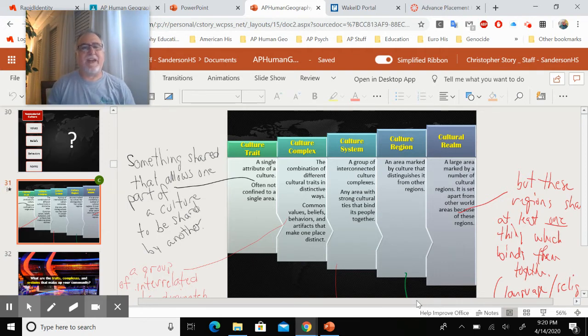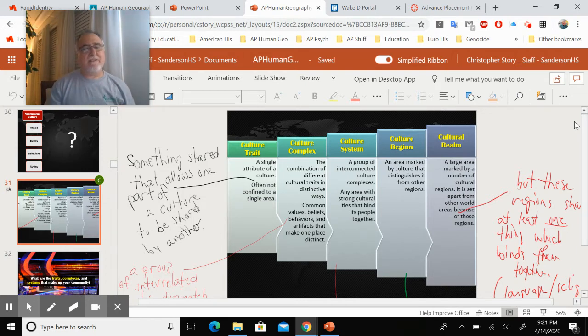This next slide looks at the cultural evolution, or mushrooming, of cultural traits, beginning with just that, the cultural trait, which is the attribute of a culture. It is a single attribute, one part of a culture. It is not something that only one culture possesses; it can be shared, allowing one part of a culture to be shared by another. That's the best example I could think of for cultural traits. That's what's there on the screen. So that's a trait.